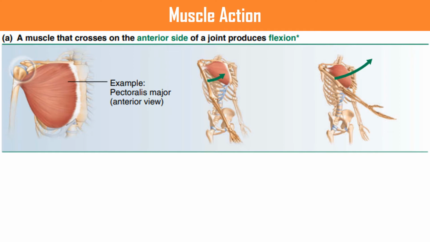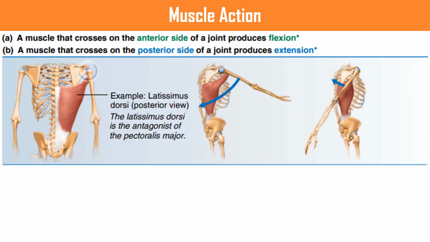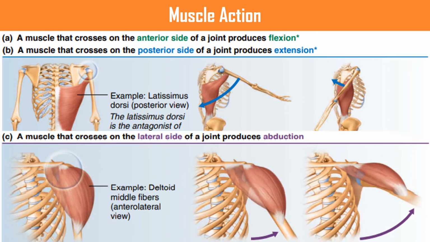Muscle action. A muscle that crosses on the anterior side of a joint produces flexion. For example, pectoralis major, you can see the anterior view in the diagram. Then a muscle that crosses on the posterior side of a joint produces extension. For example, latissimus dorsi, you can see the posterior view. The latissimus dorsi is the antagonist of the pectoralis major.